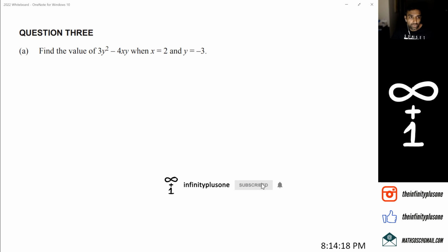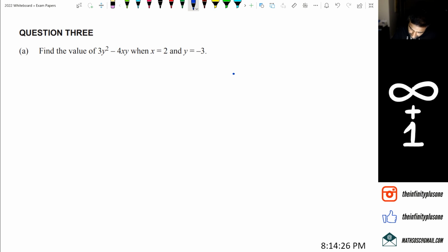All right, so what do we got for question 3A? We've got a nice little substitution question here. All we got to do is replace x and y in the main equation. So we've got x equals 2, we're going to replace that, and we've got y equals -3. Replace y with that. Just be careful, guys.